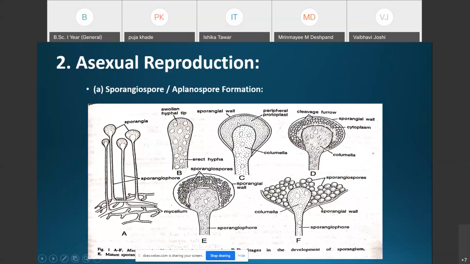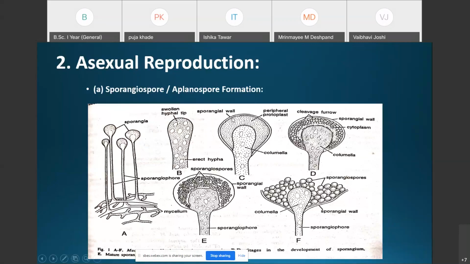Spore plasm is the fertile region, because in this region the spores are developed. But the columella region is devoid of any nuclei, and that's why it is the sterile region. Then the content of this spore plasm is cleaved into a large number of 2 to 3 nucleate spores.